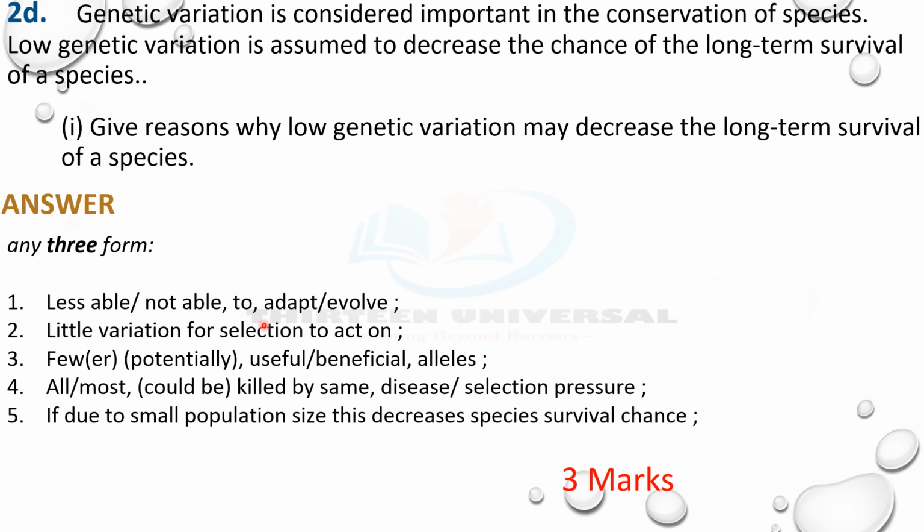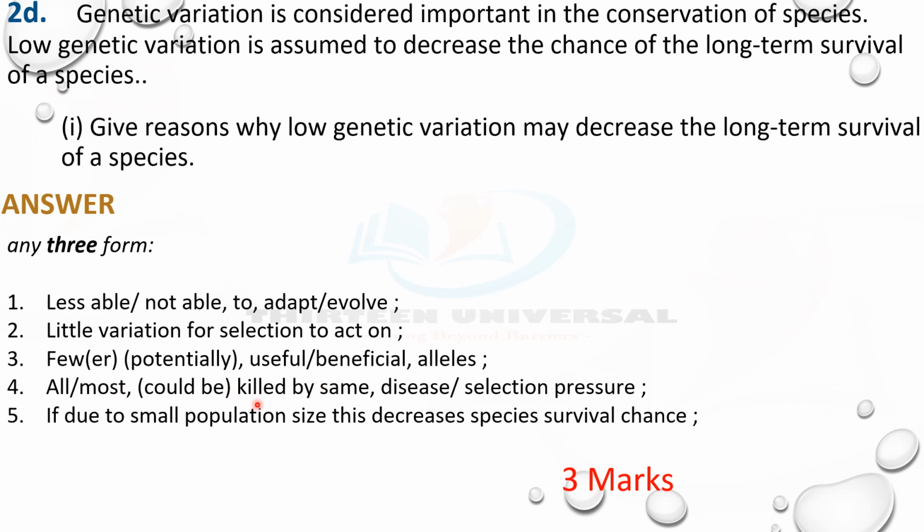There are very few. Little variation for selection to act on. Variation, of course, is the raw material for natural selection. Fewer potentially useful alleles. Yeah, so there will be fewer beneficial alleles. Remember that organisms that have beneficial alleles are able to adapt and survive. All right. So if we have small genetic variation, that means we're going to have less advantageous or useful alleles. That's what it's trying to say.